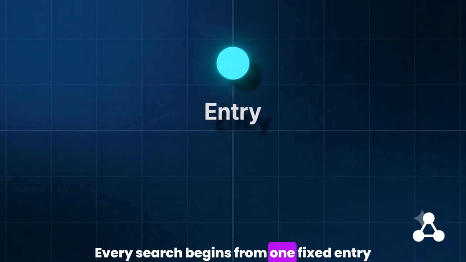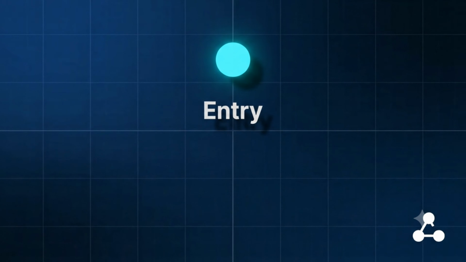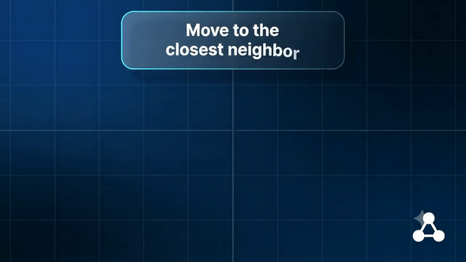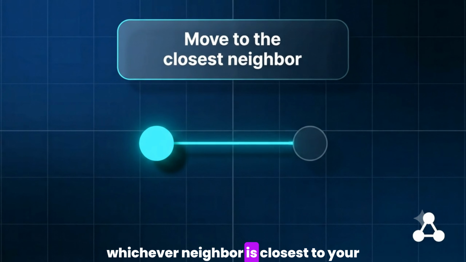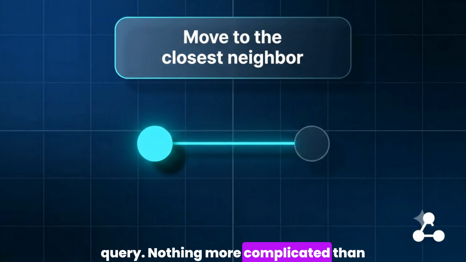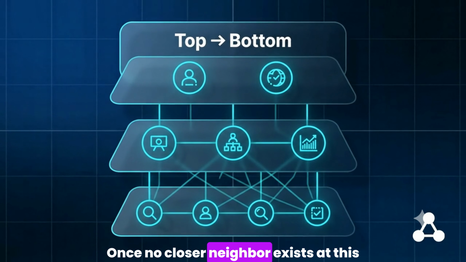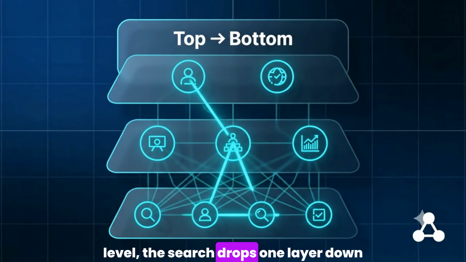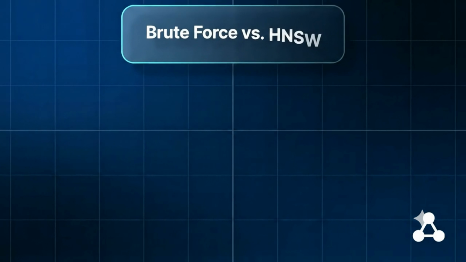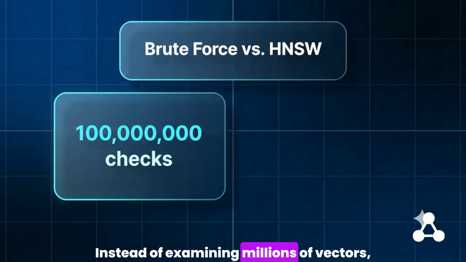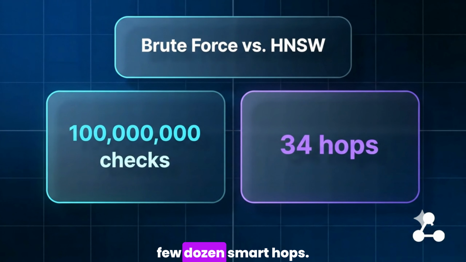Every search begins from one fixed entry node, sitting alone at the very top layer of the entire graph. From each node, HNSW simply moves to whichever neighbor is closest to your query. Nothing more complicated than that. Once no closer neighbor exists at this level, the search drops one layer down and repeats with finer detail. Instead of examining millions of vectors, HNSW often reaches the answer in just a few dozen smart hops.